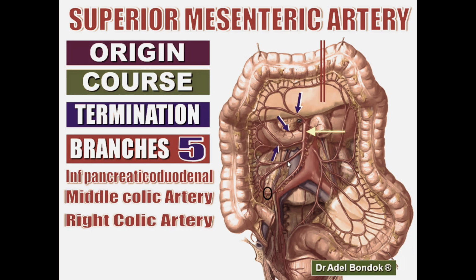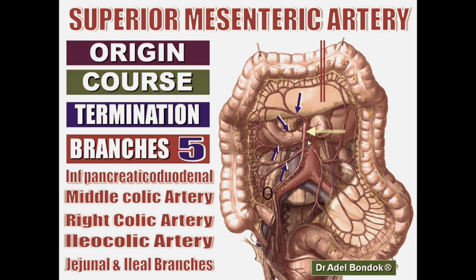Then the ileocolic artery divides into colic branch and ileal branch. The ileal branch supplies the terminal part of the ileum. The colic branch supplies the ascending colon, cecum, and the vermiform appendix. Then these many branches, jejunal and ileal branches, supply the jejunum and ileum. Okay?